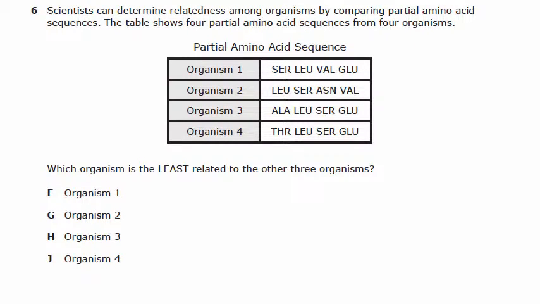Scientists can determine relatedness among organisms by comparing partial amino acid sequences. The table shows 4 partial amino acid sequences from 4 organisms. The chart shows partial amino acid sequence. Organism 1, organism 2, organism 3, organism 4. Which organism is the least related to the other 3 organisms?